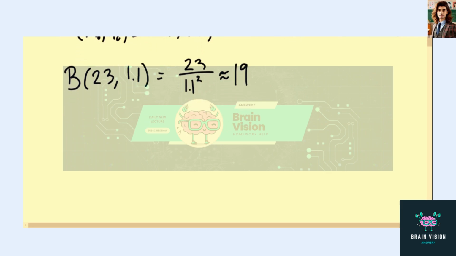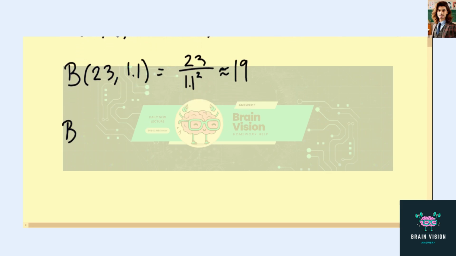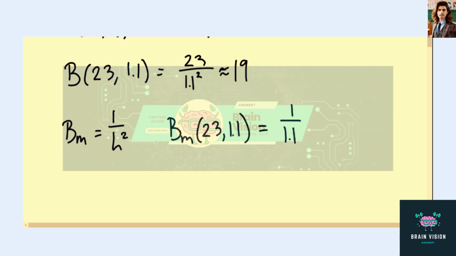Now we're going to take the partial derivative with respect to m, which is easy. This is just going to be equal to 1 over h squared. If we find this at the same point, that is simply equal to 1 over 1.1 squared, which is roughly equal to 0.826.